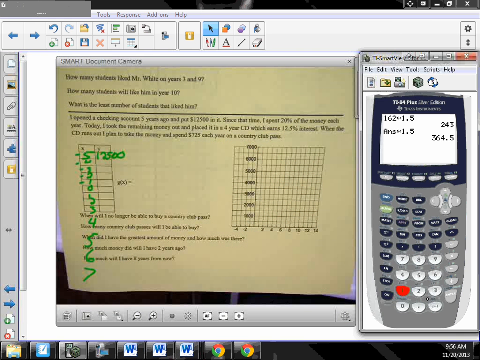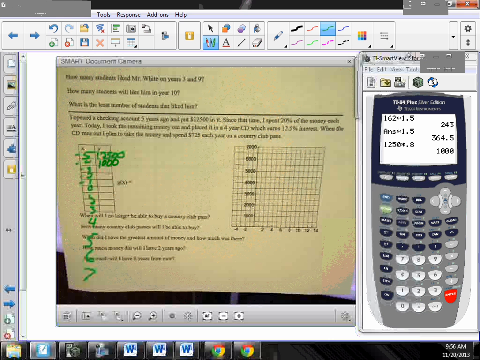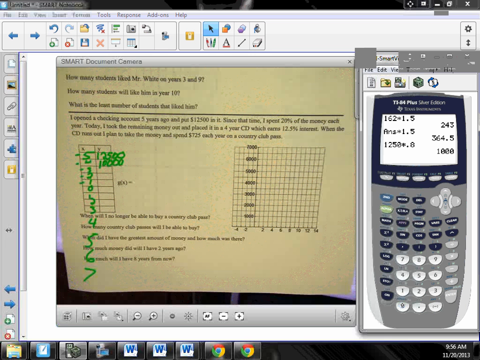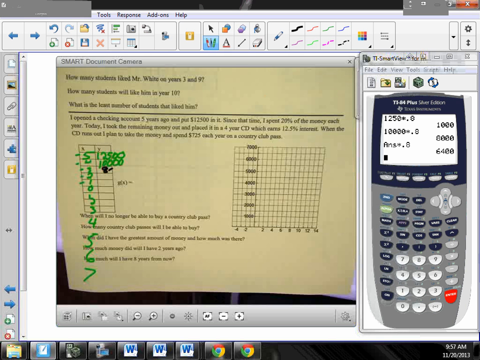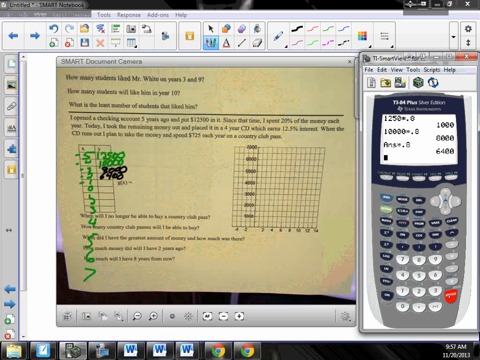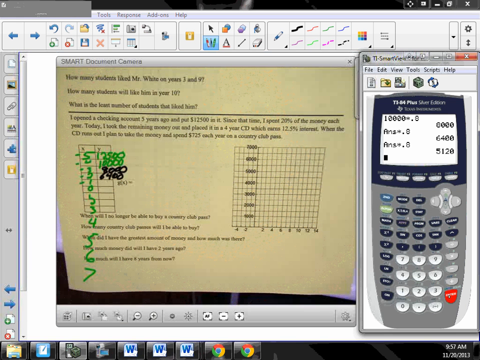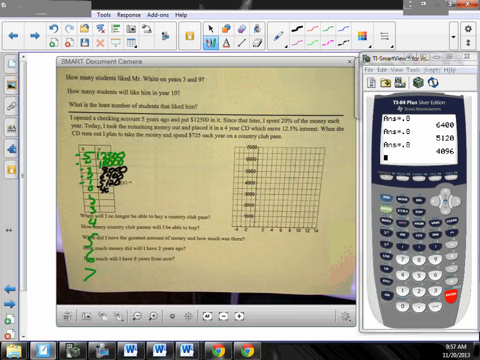So 12,500 times 0.8 is 10,000. That's still off the chart. I missed a 0. So 10,000 times 0.8 times 0.8. So 8,000, 6,400. If I do one more, that will put me at year -1, 5120. And one more puts me at 4096.